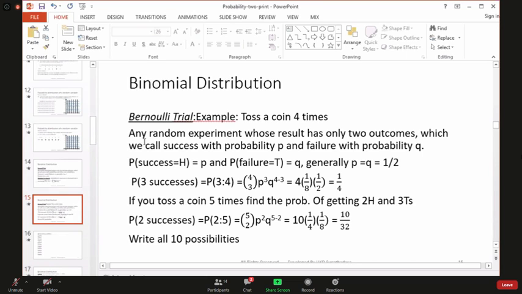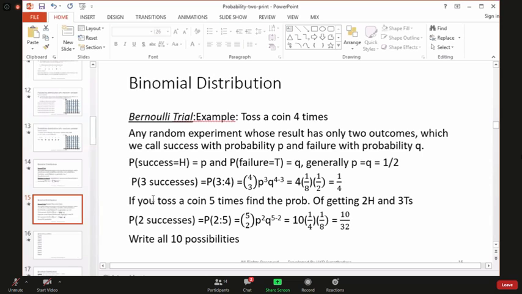16 outcomes were there. Consider any random experiment whose result has only 2 outcomes, which we call success with probability P and failure with probability Q. Here, very elementary: if you get an H, that is a success. If you get a T, that is a failure. You assume that, right?